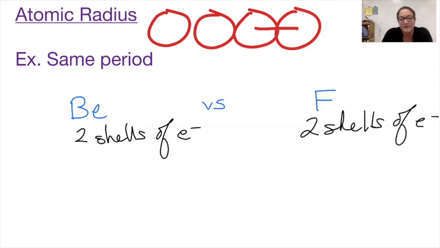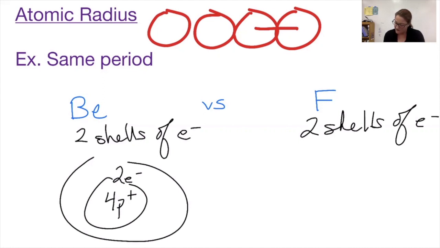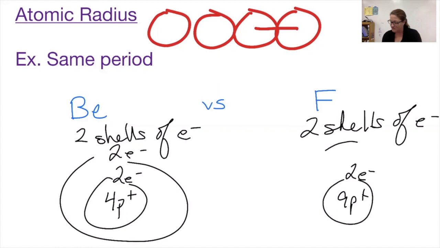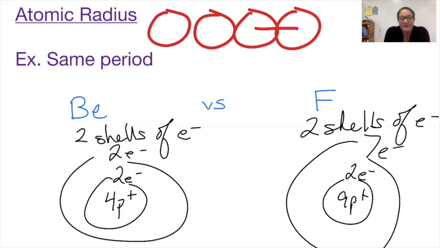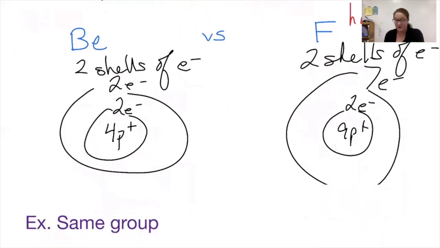If I look more carefully at their atomic structure, I'll see that beryllium has 4 protons, 2 electrons in the first shell and 2 electrons in the second shell. Fluorine has 9 protons with 2 electrons and 7 electrons. As we talked about in the last video, what's different about these two atoms is the effective nuclear charge. Since fluorine has a higher effective nuclear charge, it's going to pull more strongly on its electrons and pull them closer, making it smaller.